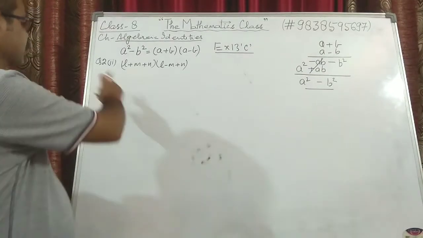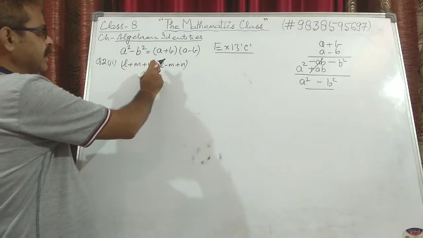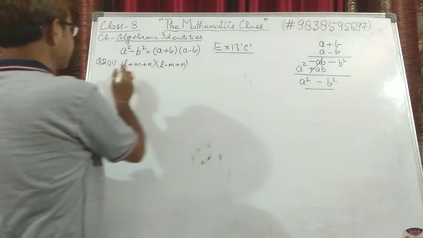Now I have taken question number 2, second part. It is L plus M plus N and L minus M plus N.